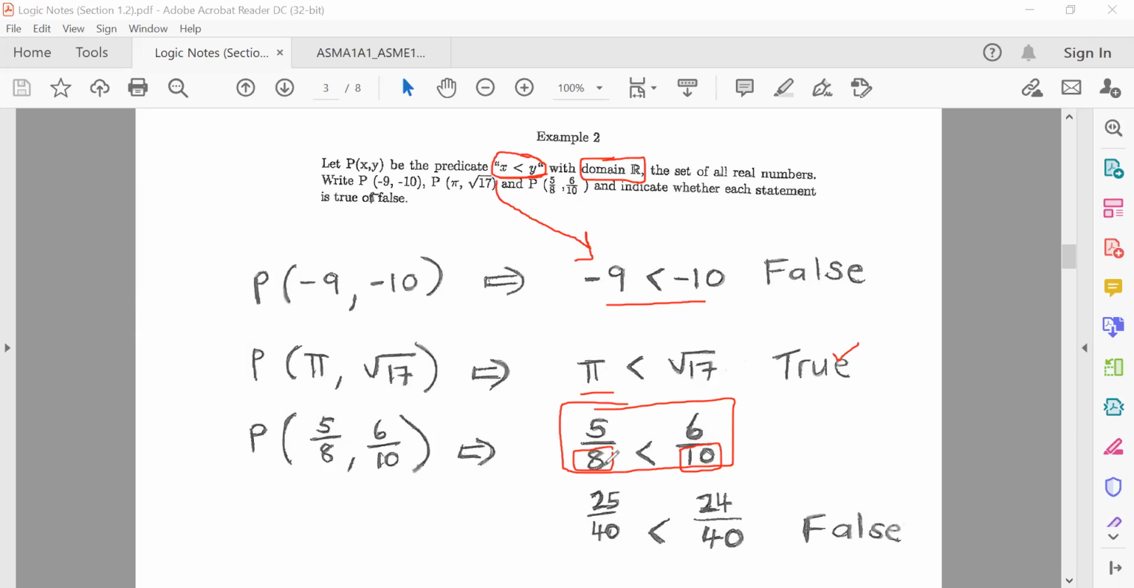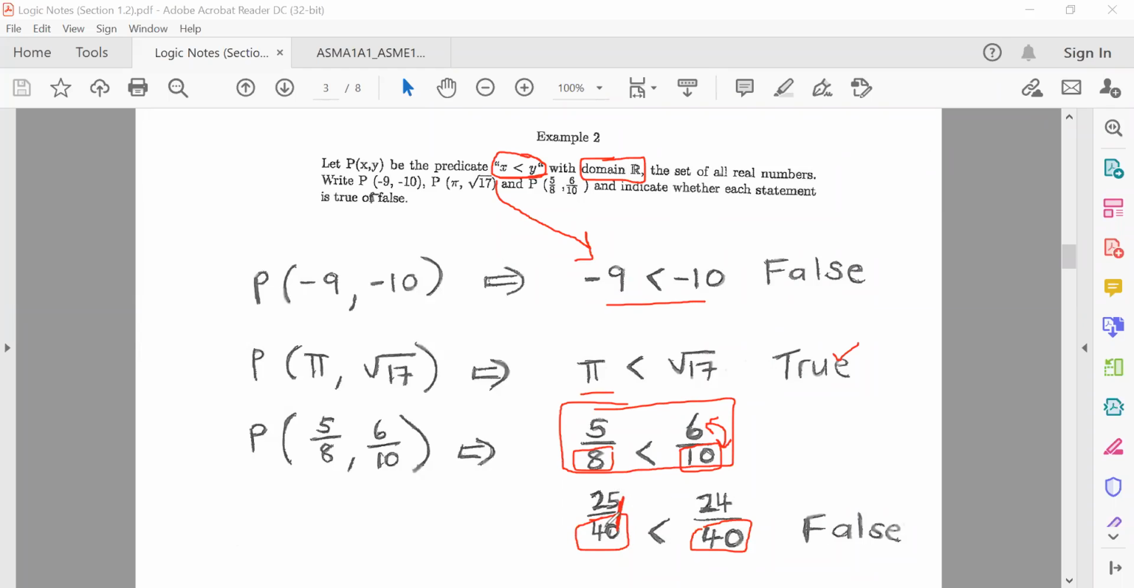Notice it? There you multiply top and bottom by 5, you get 25 at the top, 40 at the bottom. And here, how do I get to 40? I just multiply top and bottom here by 4, actually. You get 24 over 40. See, I bring them to a common base, or a common denominator of 40. Now I can compare them because now I know what I'm dealing with.